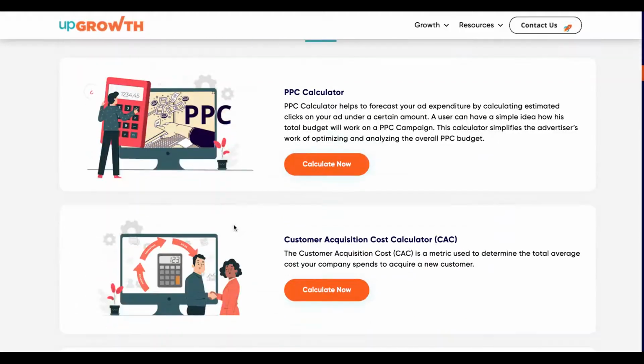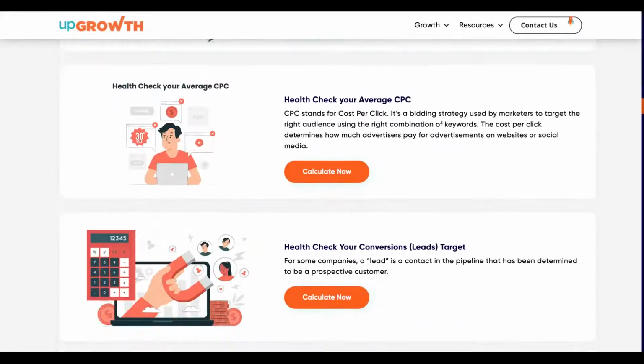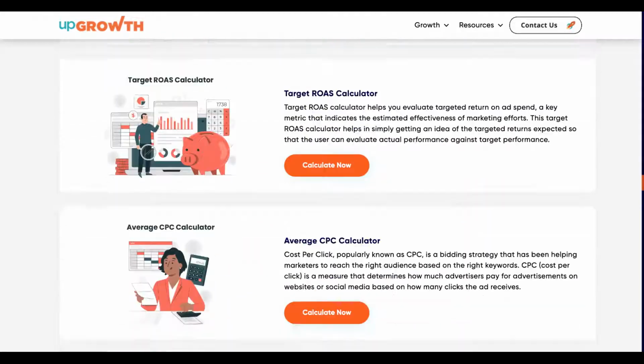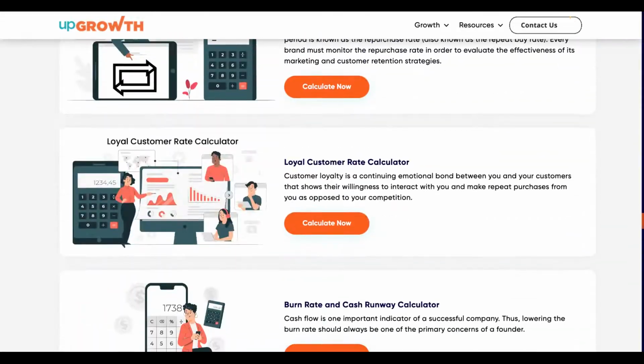Here you see we have multiple PPC, SEO, marketing related calculators. And if you're particularly interested in e-commerce calculators, you can simply look up e-commerce calculator.